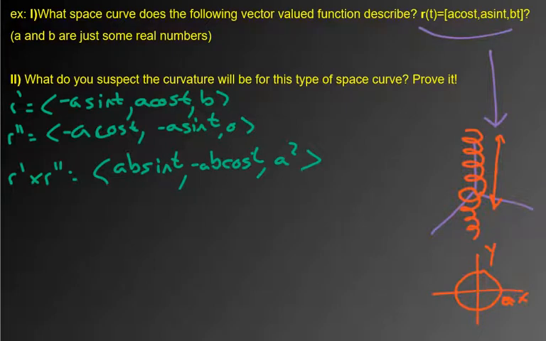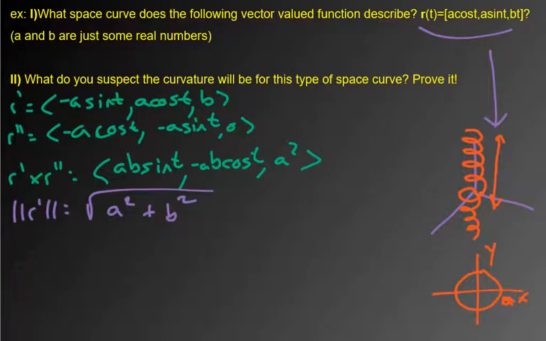And then you need the magnitude of r prime. So let's do that. The magnitude of r prime is going to be the square root of a squared sine squared plus a squared cos squared. So if you factor out a squared, you're going to get sine squared plus cosine squared here, and that can go to 1. So you're really just going to get the square root of a squared times 1 plus b squared.